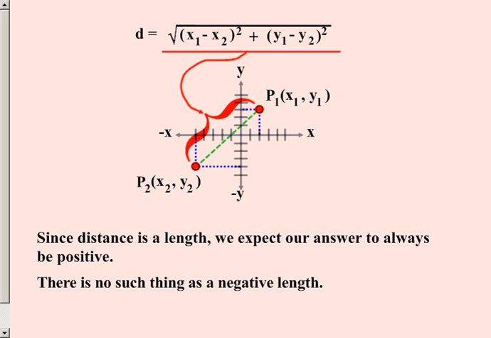Okay, so distance is a length. Length is always positive. The result of your distance formula will never ever give you a negative value.